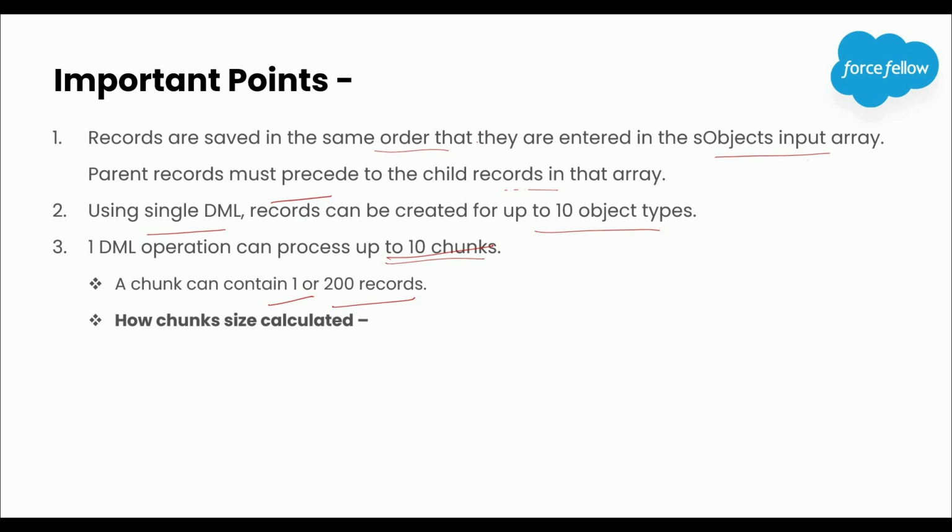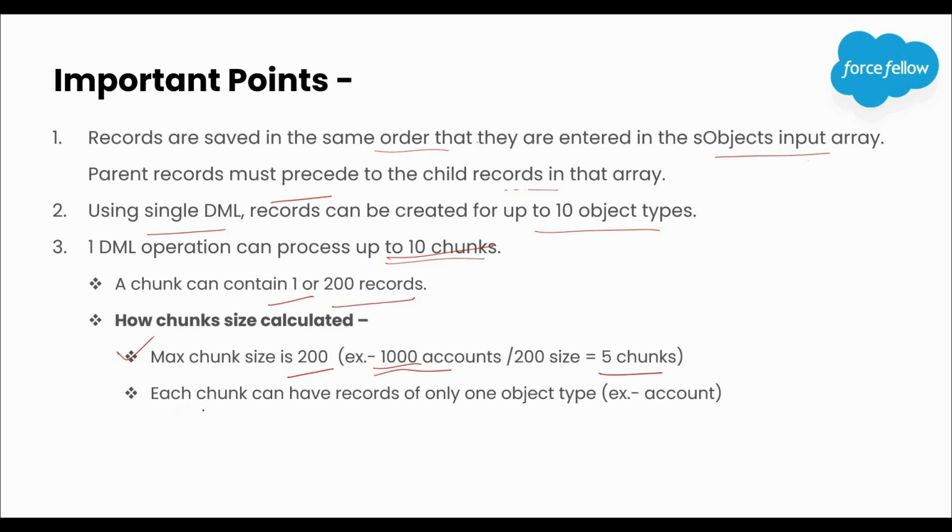Now, let's understand how the chunk size is created internally, or what logic Salesforce is using to calculate chunk size under the hood. So the first rule is a chunk can have a maximum of 200 records. It means, let's say if you are trying to insert 1000 accounts, then there will be 5 chunks. I mean, all these 1000 records will be saved into 5 different chunks. Okay. The next rule says each chunk can have records of only one object type.